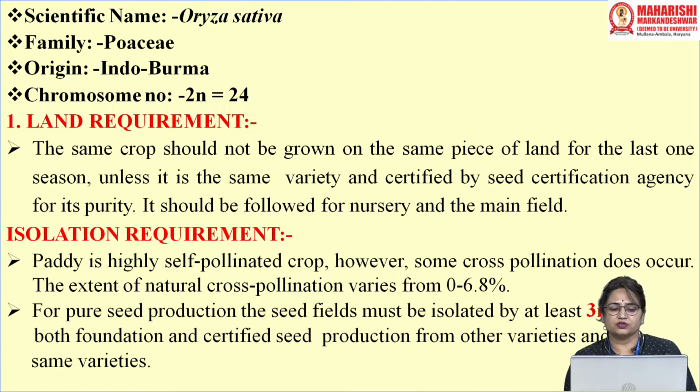The extent of natural cross pollination varies from 0 to 6.8%. For pure seed production, the seed fields must be isolated by at least 3 meters for both foundation and certified seed production from other varieties and same varieties. As I told, in case of self pollinated crops, the isolation distance will be less as compared to cross pollinated crops, because in cross pollinated crops the contamination chances will be more. So, we have to maintain more distance to avoid contamination and mechanical mixing.